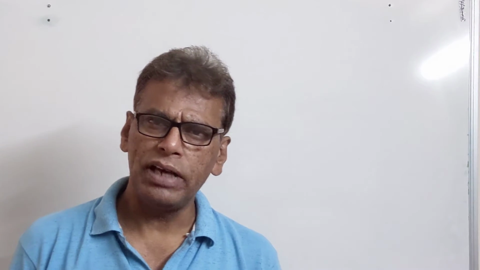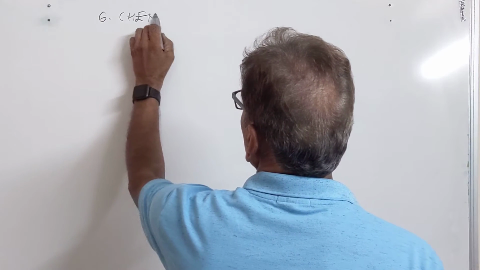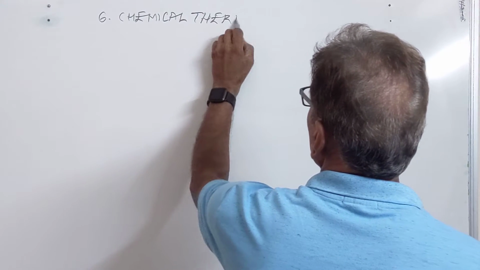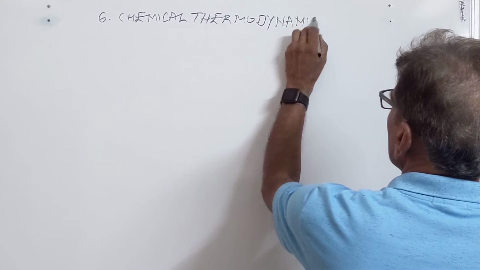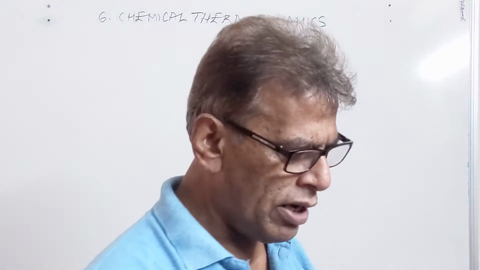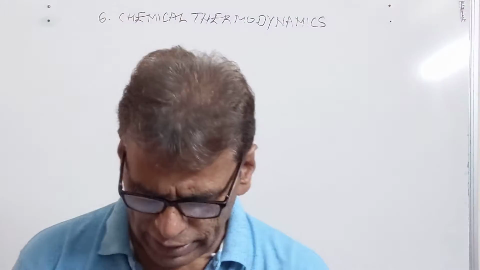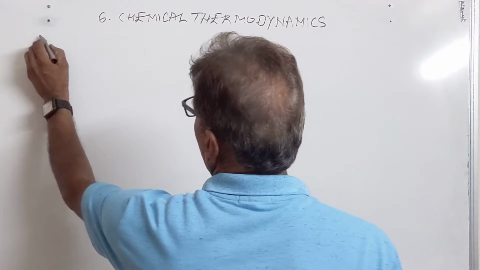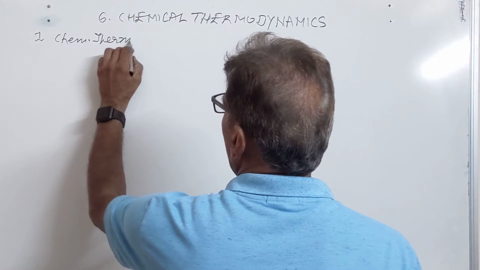Let us start with the fresh unit of the 11th class, that is 6th unit, Chemical Thermodynamics. Now, what is chemical thermodynamics? It is the branch of chemistry which deals with the study of the quantitative relationship between heat and other forms of energy. So, first definition we are taking, chemical thermodynamics.